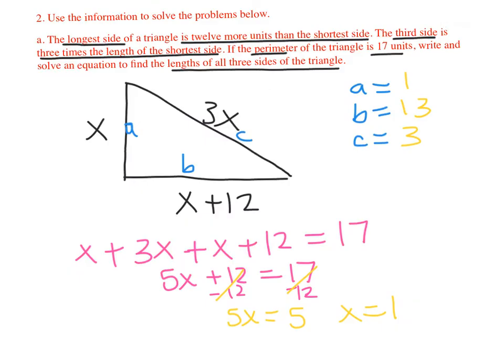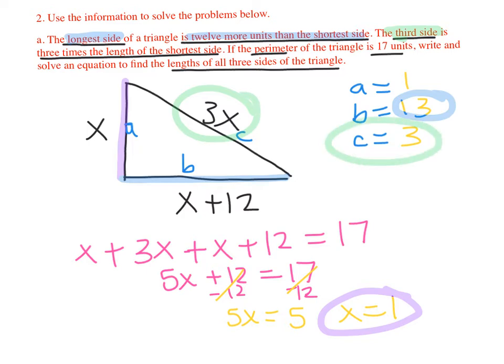Here in 2A, you can see that I've underlined important information, and I brought in the expression from the word problem. Ultimately, I found that over here, A was x, and x equals 1. Then B down here on the base, well, it says the longest side is 12 more than the shortest side. So I added 12 and got my 13. And then for the final one, it says the third side is 3 times. 3 times 1 is 3.